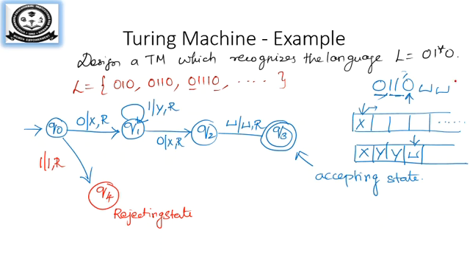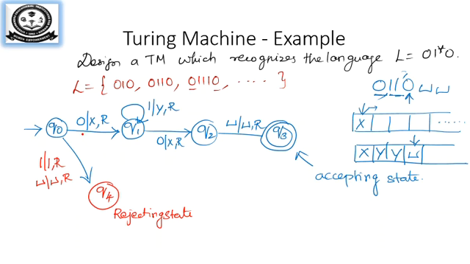Similarly, the language is 0 1 star, so that means the empty string should not be accepted. So if you have an empty string, that will also go into a rejection state. Now you can see, if it is 0 or 1, the terminal symbols, you have 2 states, and the other possibility is the blank symbol. Now coming to q1.